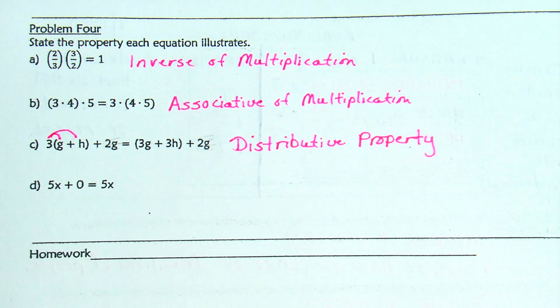And lastly, 5x plus 0 still equals 5x. Identity, how do you get it to stay the same? And this is the identity property of addition.